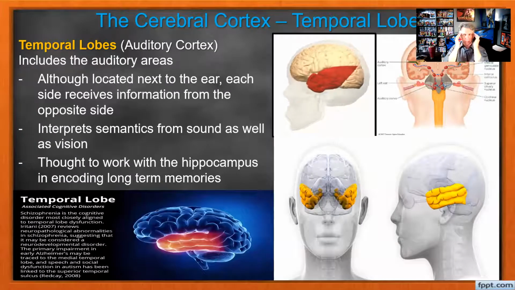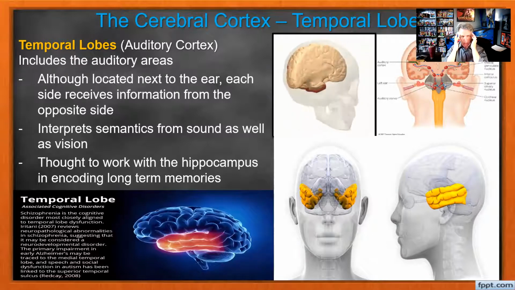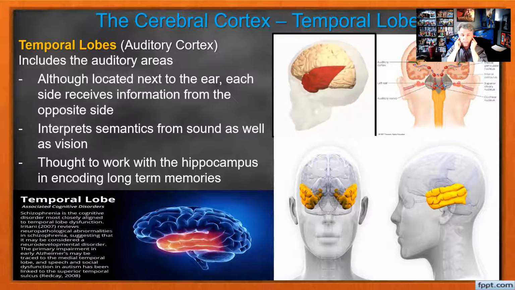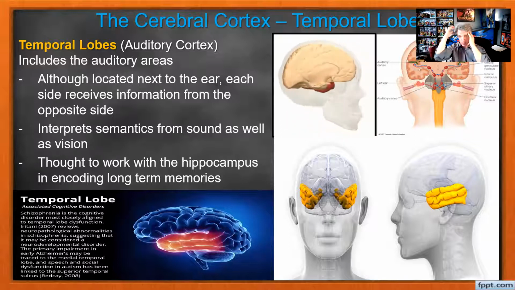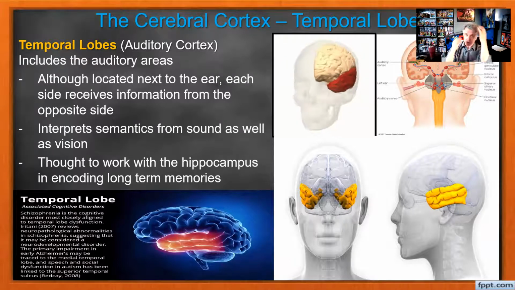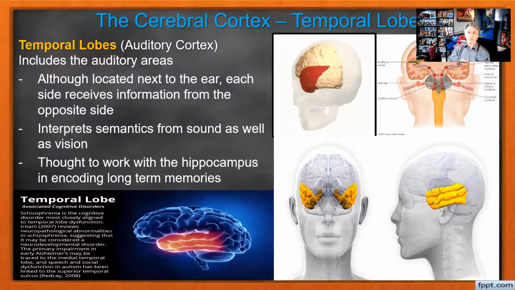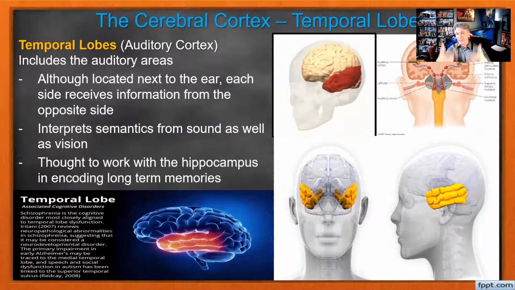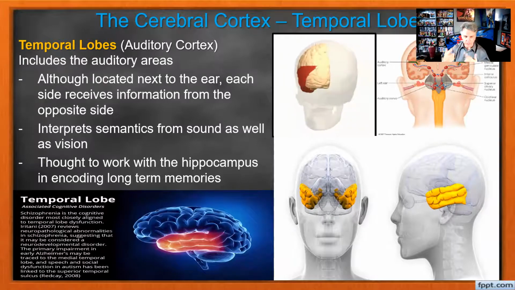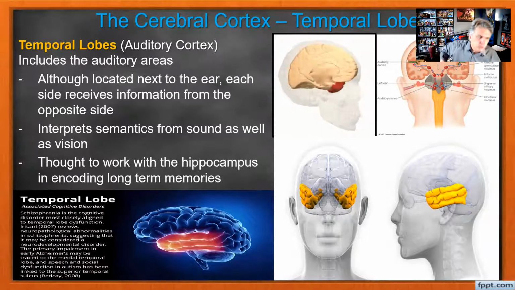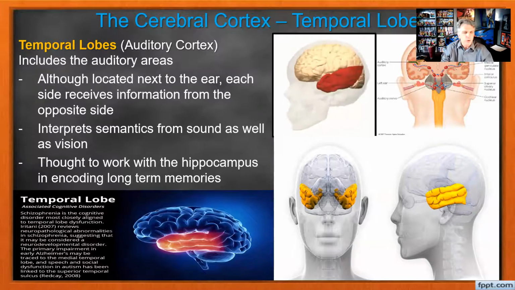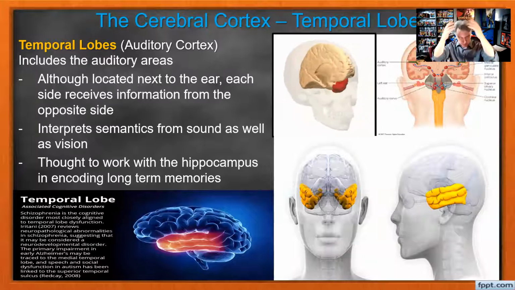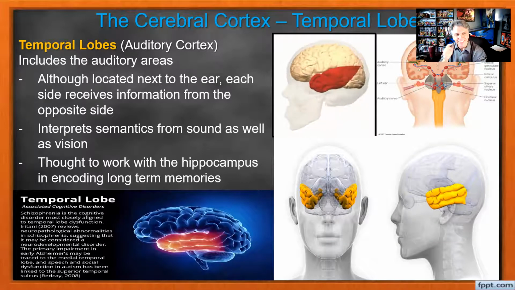Your temporal lobe is right by your temples. My temporal lobe is right here. My temporal lobe, also known as the auditory cortex, is responsible for hearing. So everything that comes through the left ear is processed on this side, and everything that comes through the right ear is processed on this side. This interprets semantics, sound, and also helps out with vision, because how I see something affects how I hear something and all these other things. This is thought to work with the hippocampus in encoding long-term memories, and we'll get more into that when we get to memory. So again, auditory, audio, temporal lobe, right at the sides, takes in that information.